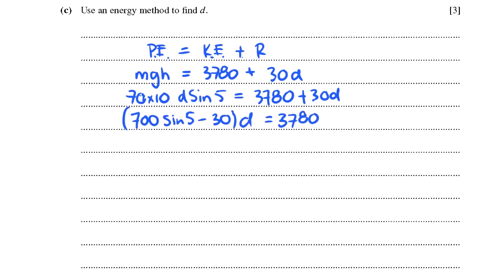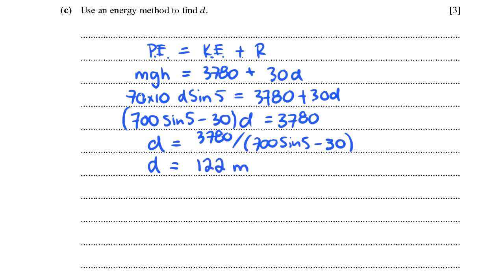All right, so we've pretty well finished. We just need to use a calculator. D is 3780 divided by 700 sine of 5 minus 30. Make sure your calculator is in degrees mode, of course. My calculator says 121.9. The front of the paper says give your answers to 3 significant figures. So we will go 1, 2, and the 1 turns into a 2, 122 meters for the distance.